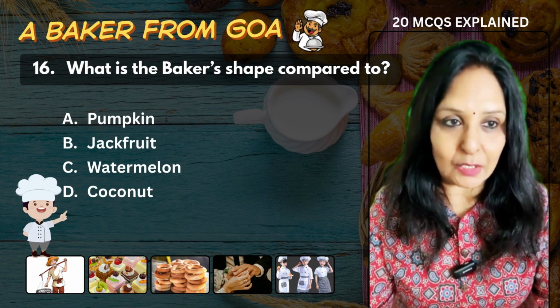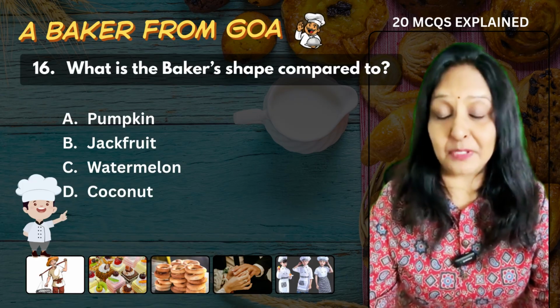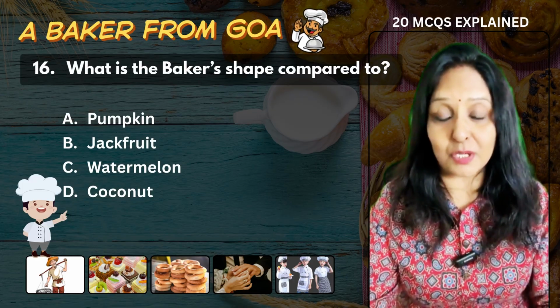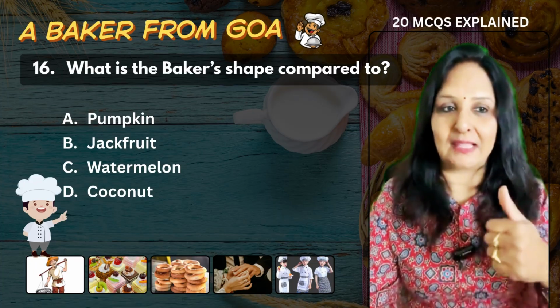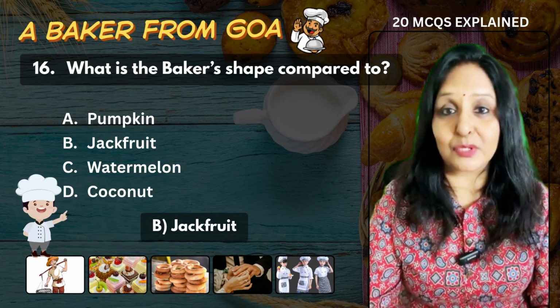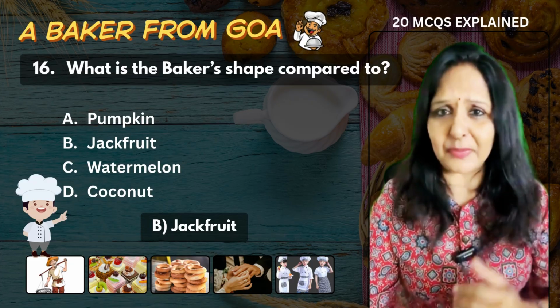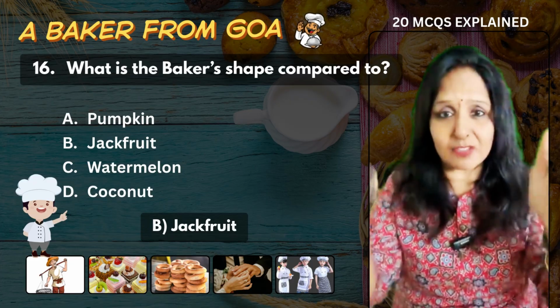Now, question 16. What is the baker's shape compared to? This is again a very important question. He has a plump physique, but what was he compared to? And the answer is jackfruit. Jackfruit is kathal. He was compared to a jackfruit because it doesn't have a shape.